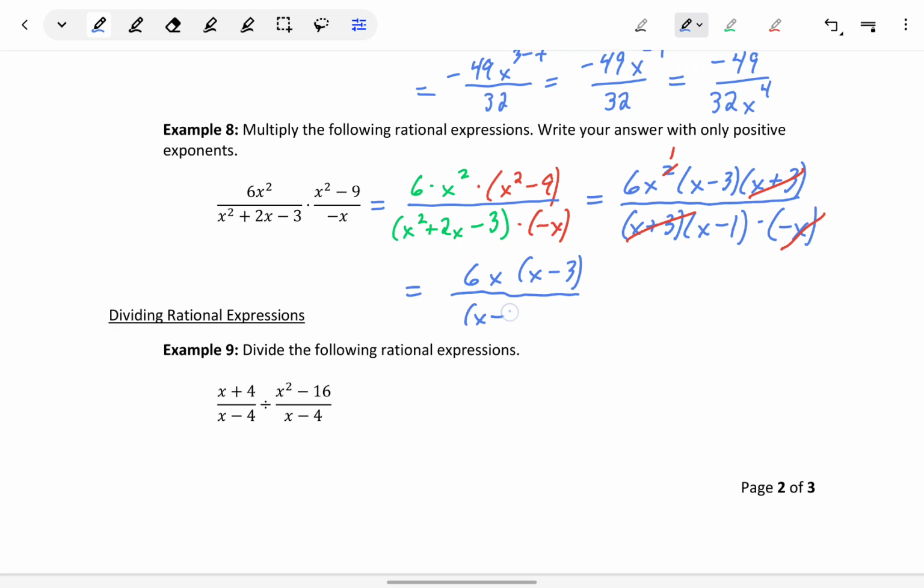all over x minus 1, and that x canceled out, but the negative did not, so we still have times negative 1 here. And then we can just pull that negative out in front of the fraction or put it in the numerator, wherever we want to place it. We could write this as negative 6x times x minus 3 all over x minus 1.